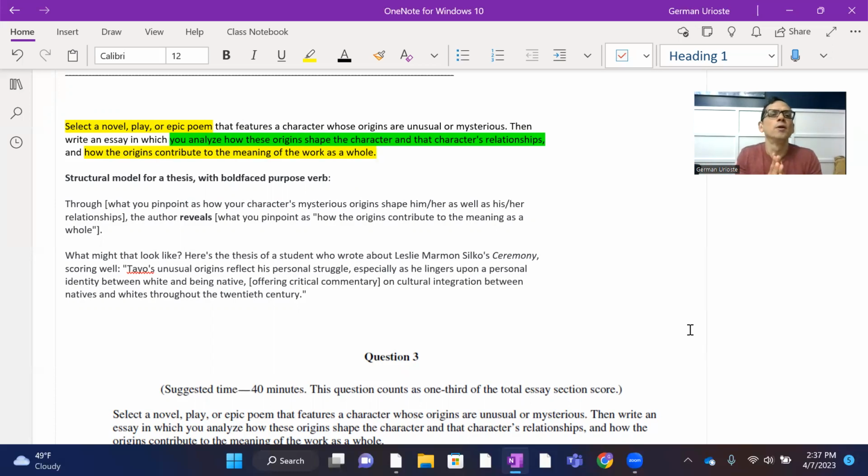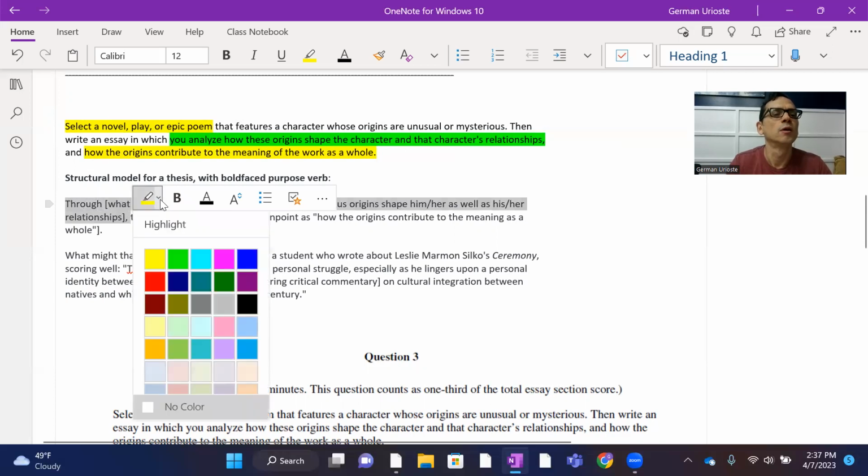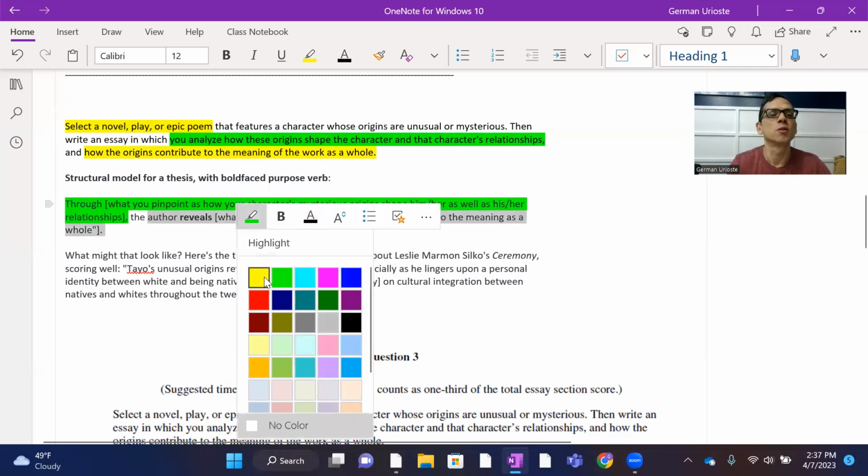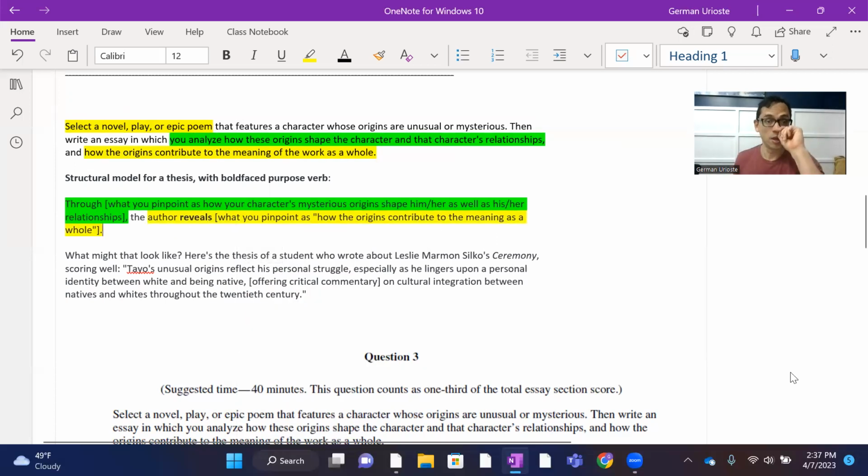Again, structural model, same thing I've done before with the poetry and prose prompts. You want those two parts there, right? Part one, you pinpoint the first part of the prompt: how your character's mysterious origins shape him or her, as well as their relationships. And then the second part is where you bring home how the origins contribute to the meaning of the work as a whole, right?